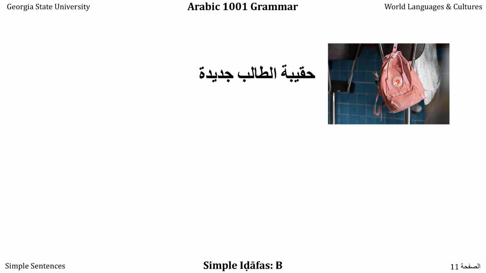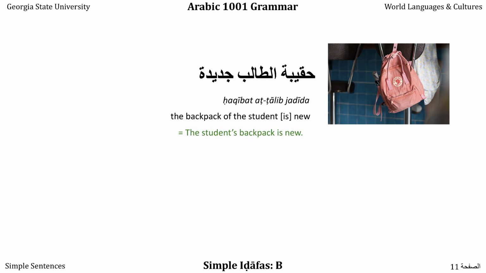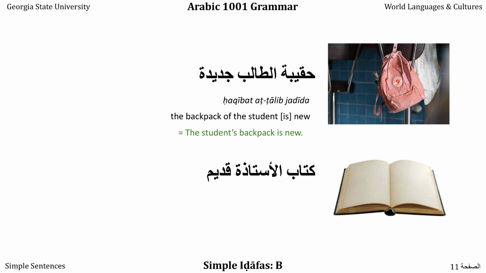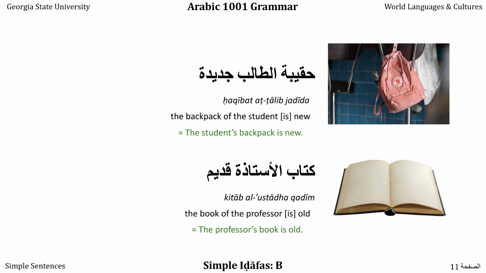We can say haqibat at-talib jadida. Now we have definite, definite, indefinite, so we know that this is a sentence, not a phrase. The backpack of the student is new, or the student's backpack is new. Here, jadida modifies haqiba, not at-talib. We can look at this book and say kitab al-ustadha qadim, the book of the professor, old. Definite, definite, indefinite, so we know that this is a sentence. The book of the professor is old, and therefore the professor's book is old.